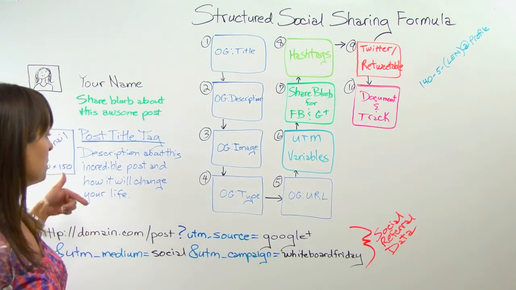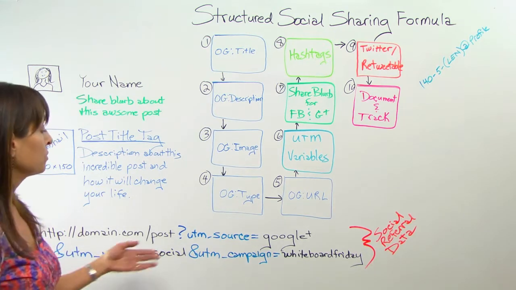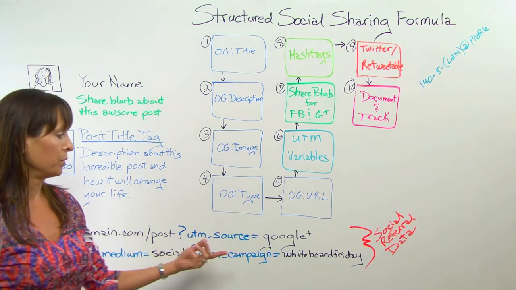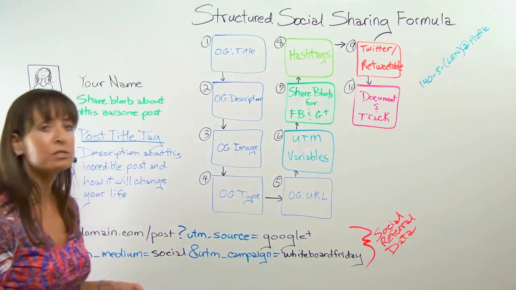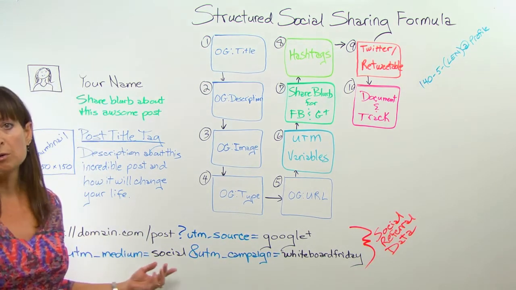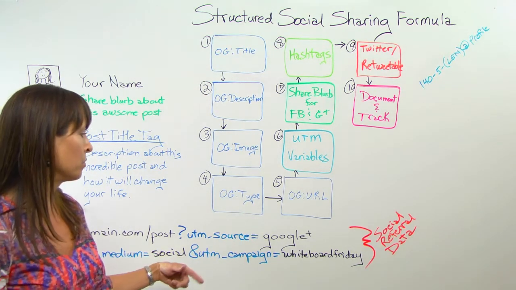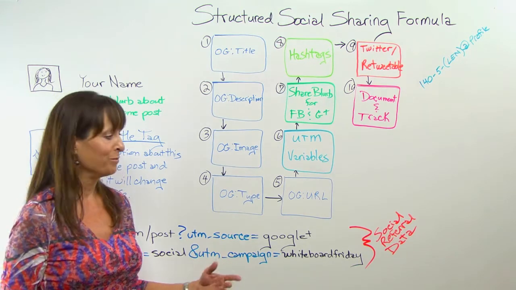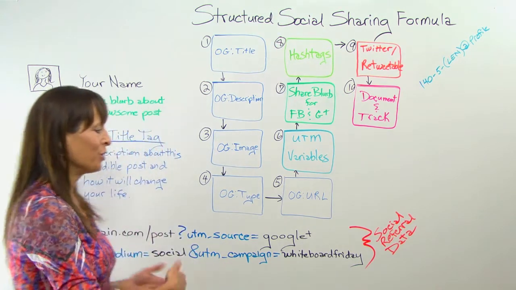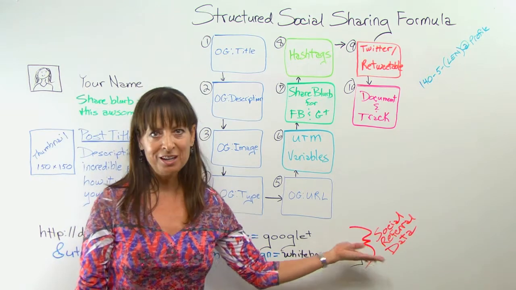Your UTM variables are actually going to start with your URL, and you're going to start with your source. In this case, we're sharing it on Google+. And then you're actually going to use your medium. So how are you doing it? In medium here, we're sharing it on social, so that's the medium. You're looking at your campaign. This is a Whiteboard Friday. So by doing this, you have, voila, your social referral data.